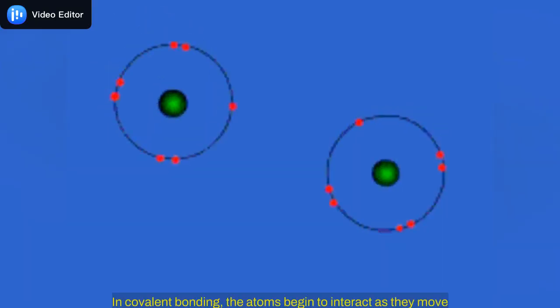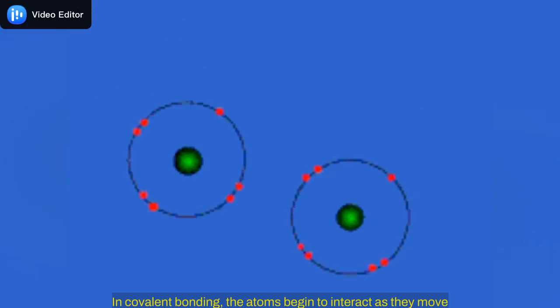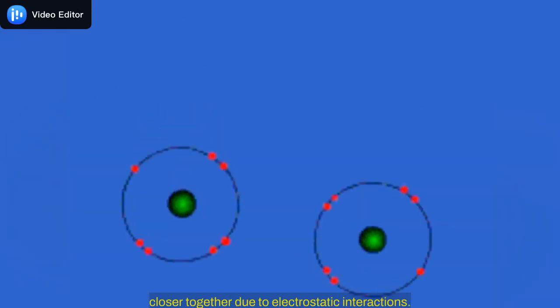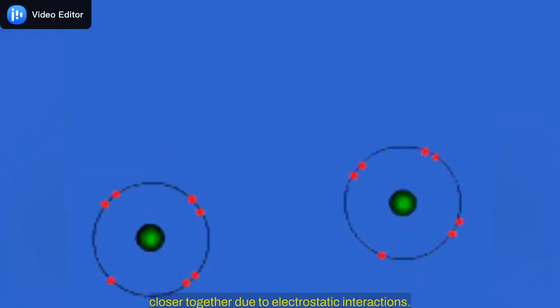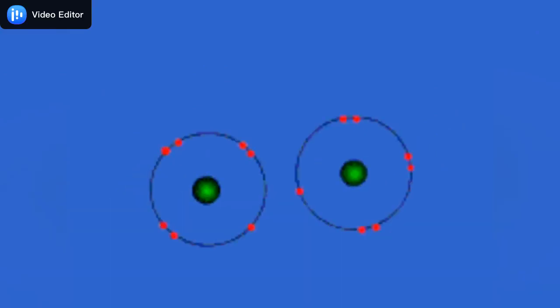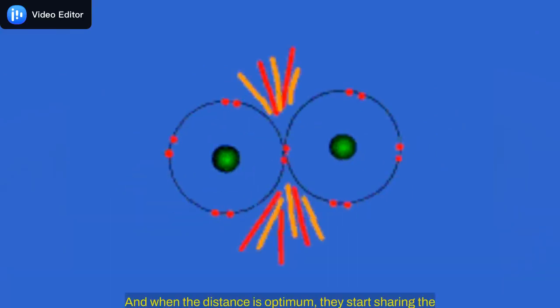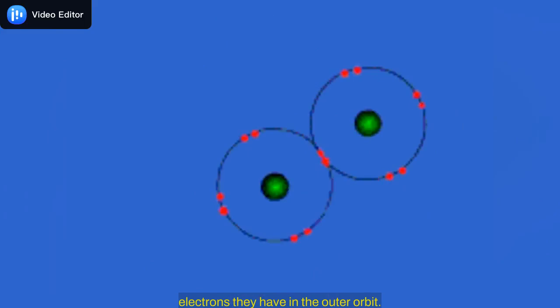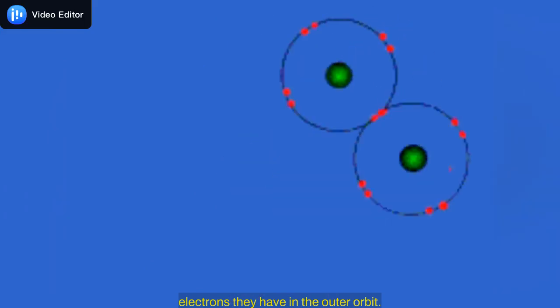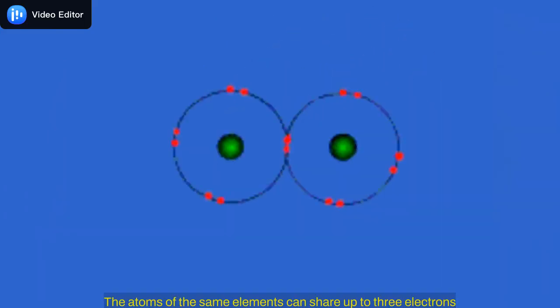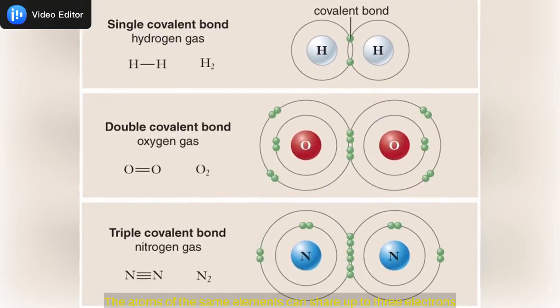In covalent bonding, the atoms begin to interact as they move closer together due to electrostatic interactions. And when the distance is optimum, they start sharing the electrons they have in the outer orbit. The atoms of the same elements can share up to 3 electrons with another atom.